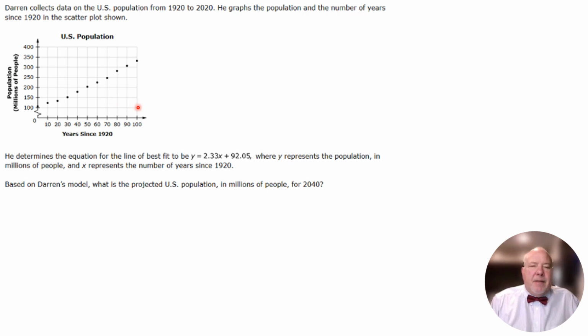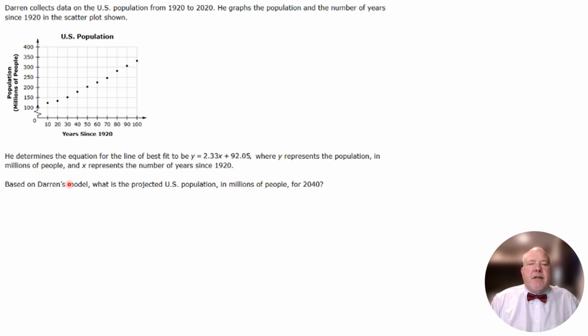But here's the meat of it. So it says Darren determines the equation for the line of best fit to be this. So he gives us the equation of the line of best fit, and he says Y represents the population, so that's what it shows in the graph, in millions of people, and X represents the number of years since 1920. Okay, so here's the key information that we need.